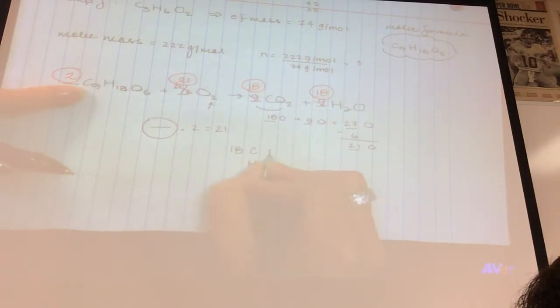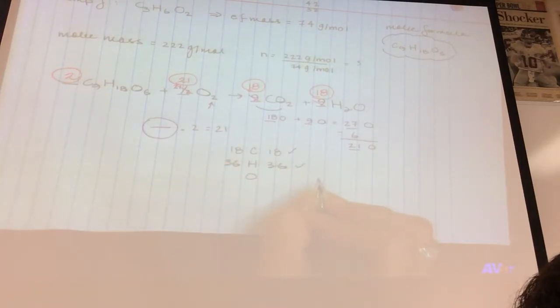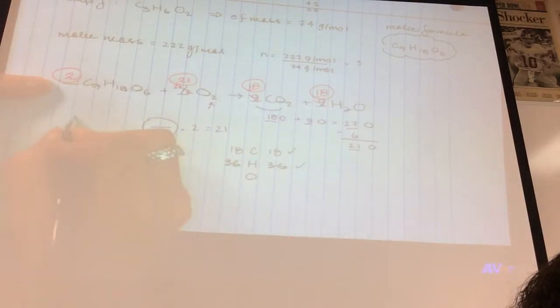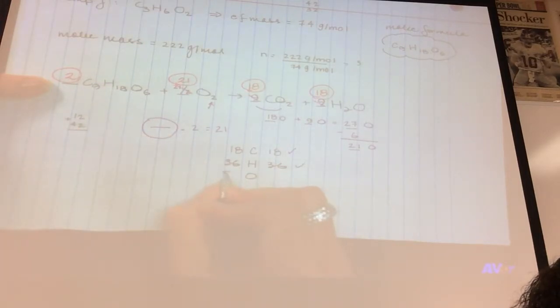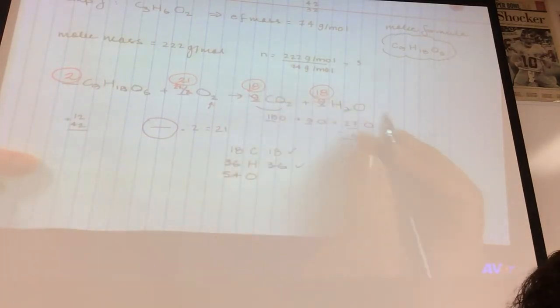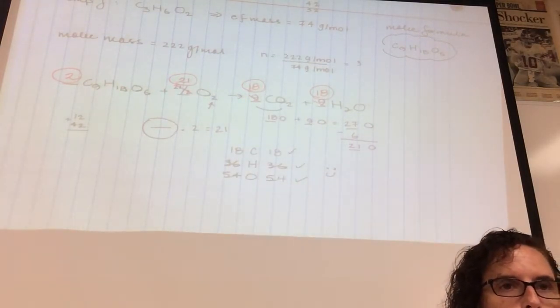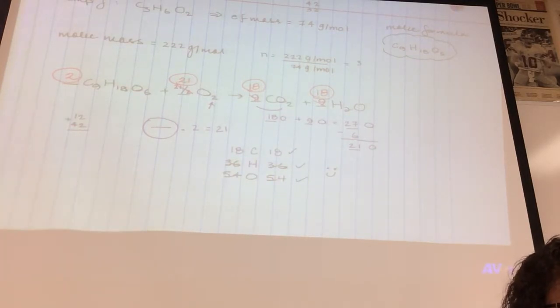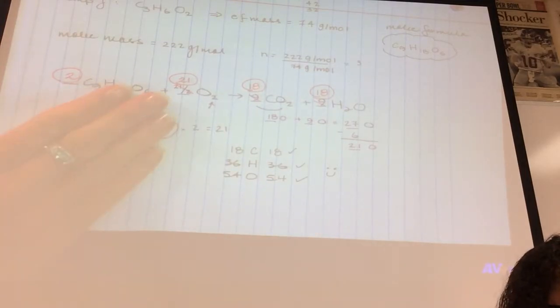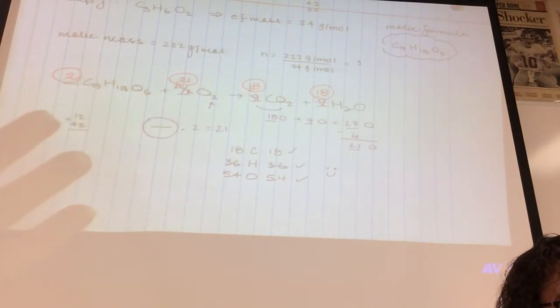18 carbons, both sides. 36 hydrogen, both sides. The O's are tricky. 2 times 6 is 12, plus 42 is 54. 18 times 3 is 54. And we're good to go. All right? Not so bad. You've got to be neat and meticulous. Be very, very careful there. All right?